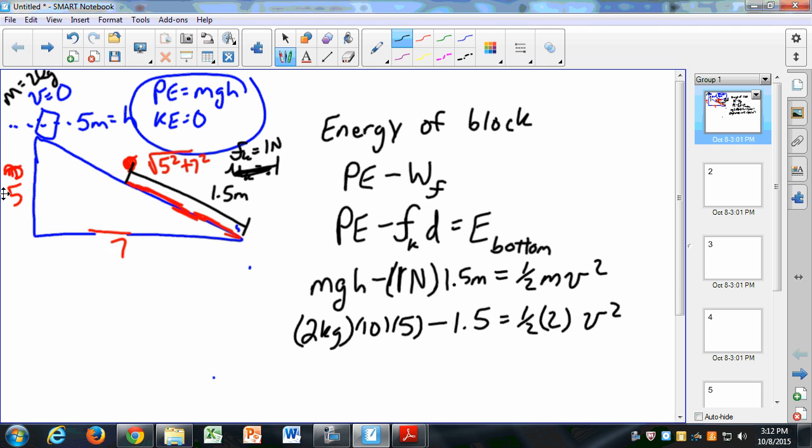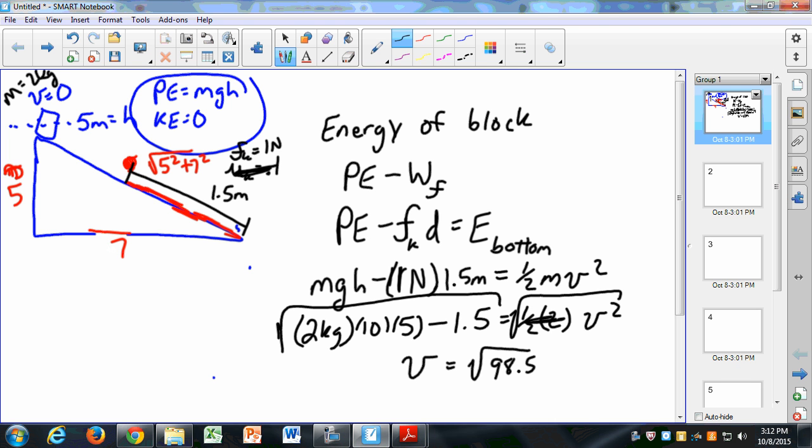And so it's just going to be the square root of this. Half of 2 is 1. So that's 2 times 10 times 5 is 100, minus 1.5. So v is going to be the square root of 98.5, which is a little bit less than 10, 9 point something. All right? All good on that?